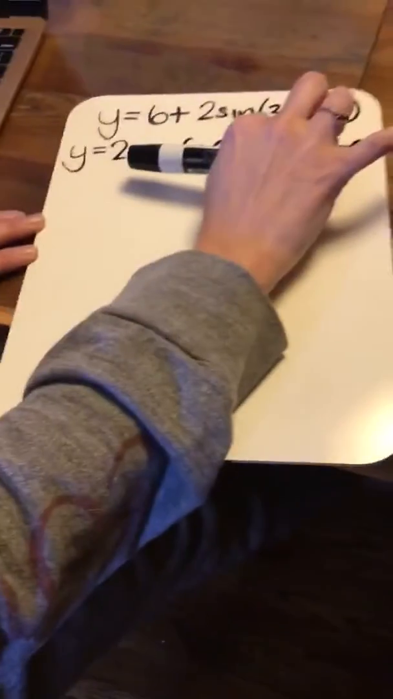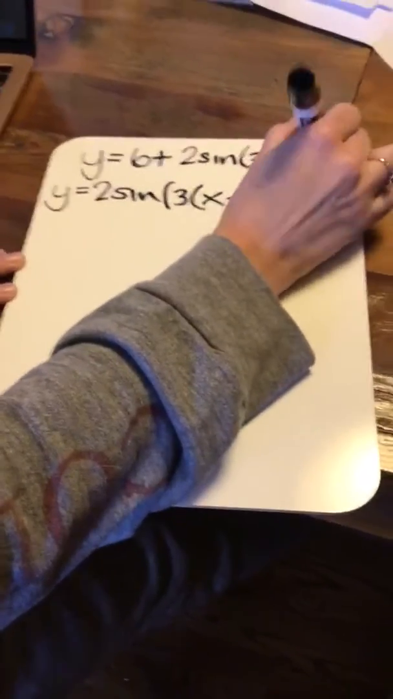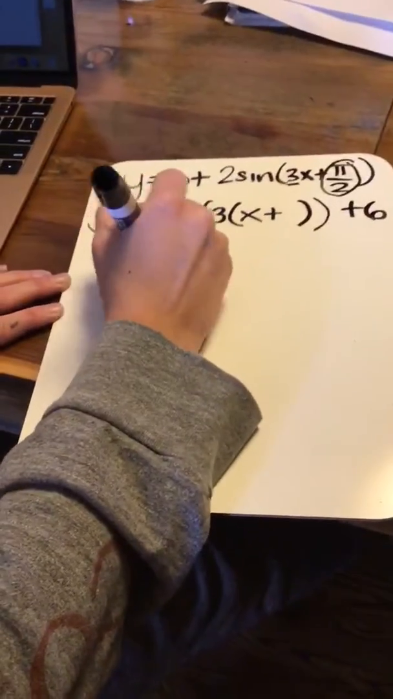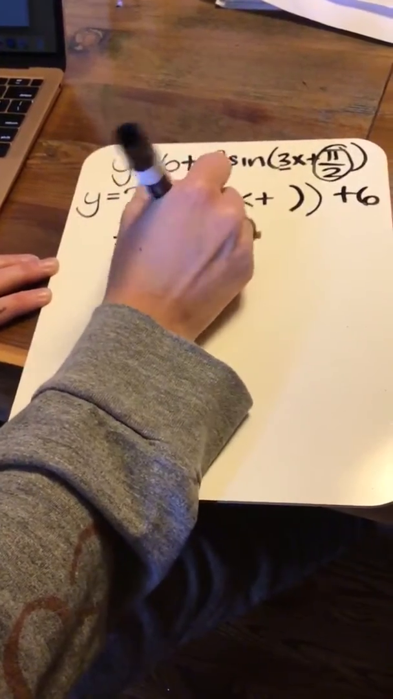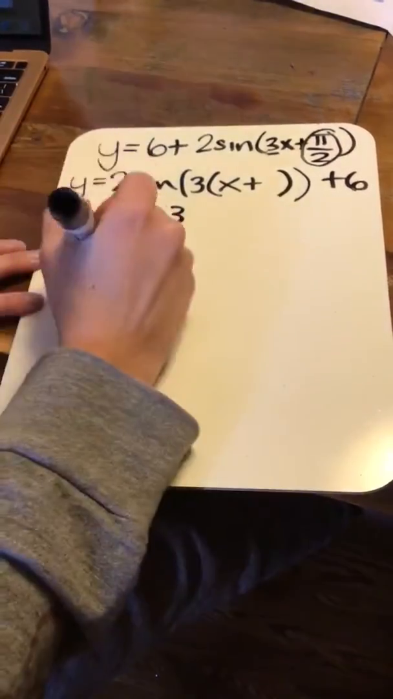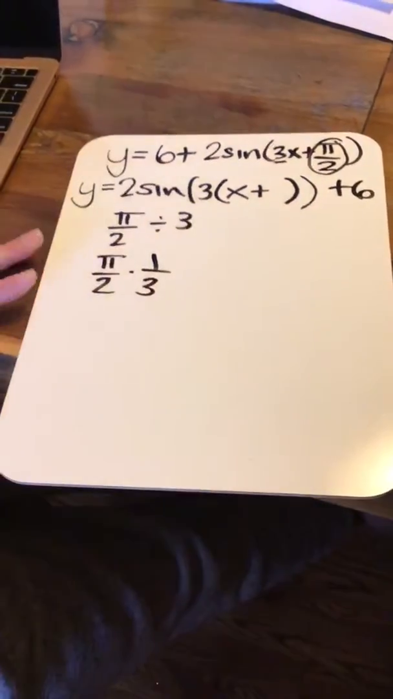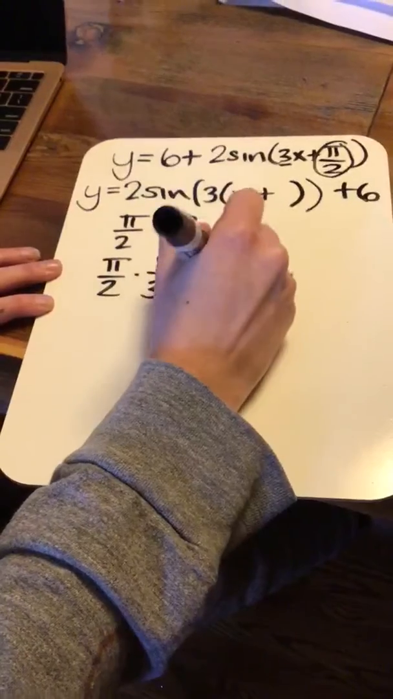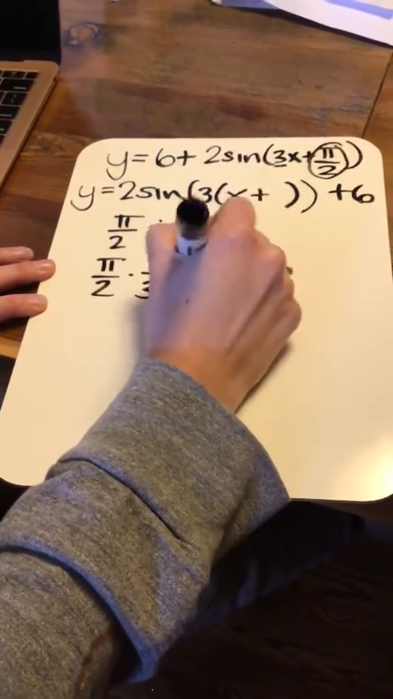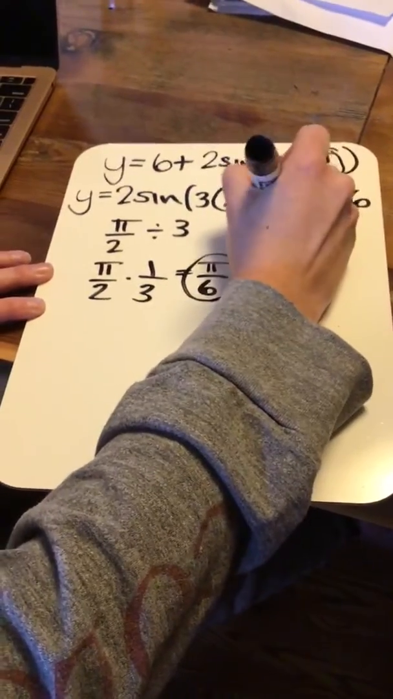So remember, what I'm doing is dividing. So 3x divided by 3 makes 1x. So to get this piece right here, I just need to do pi over 2 divided by 3. So remember, when you are dividing fractions, that means you are multiplying by the reciprocal. Okay? So that would equal pi over 6 when I take that 3 out. Okay? So right here is going to be pi over 6.